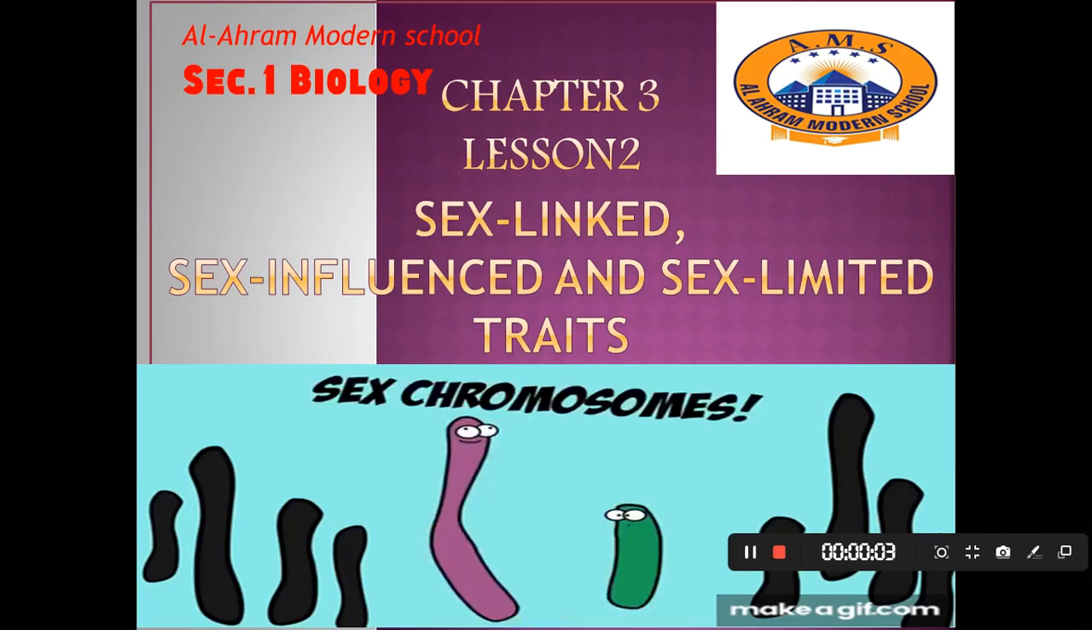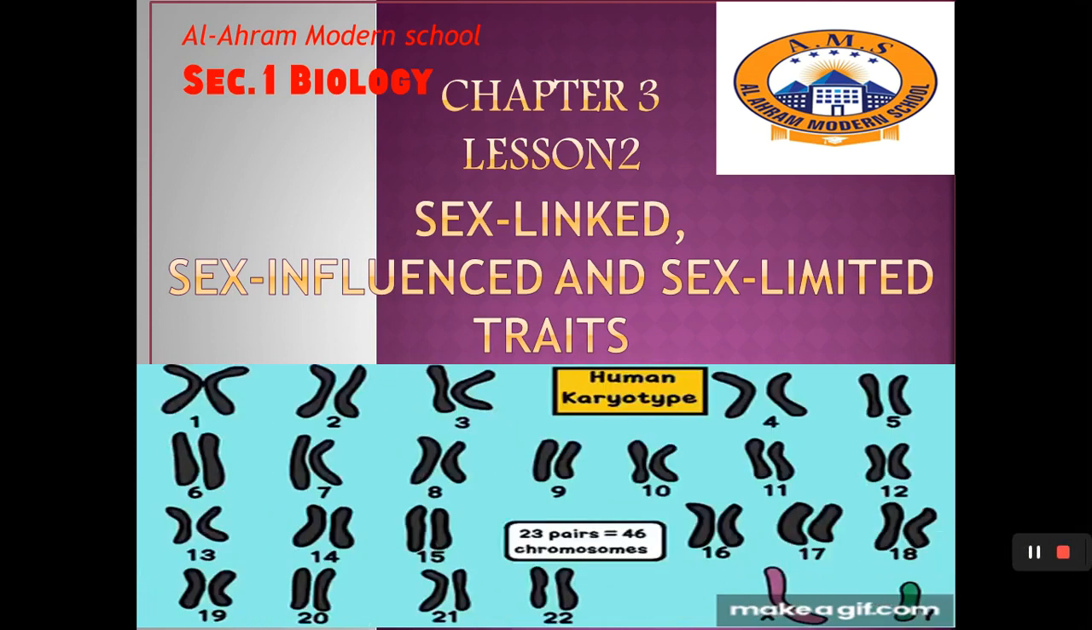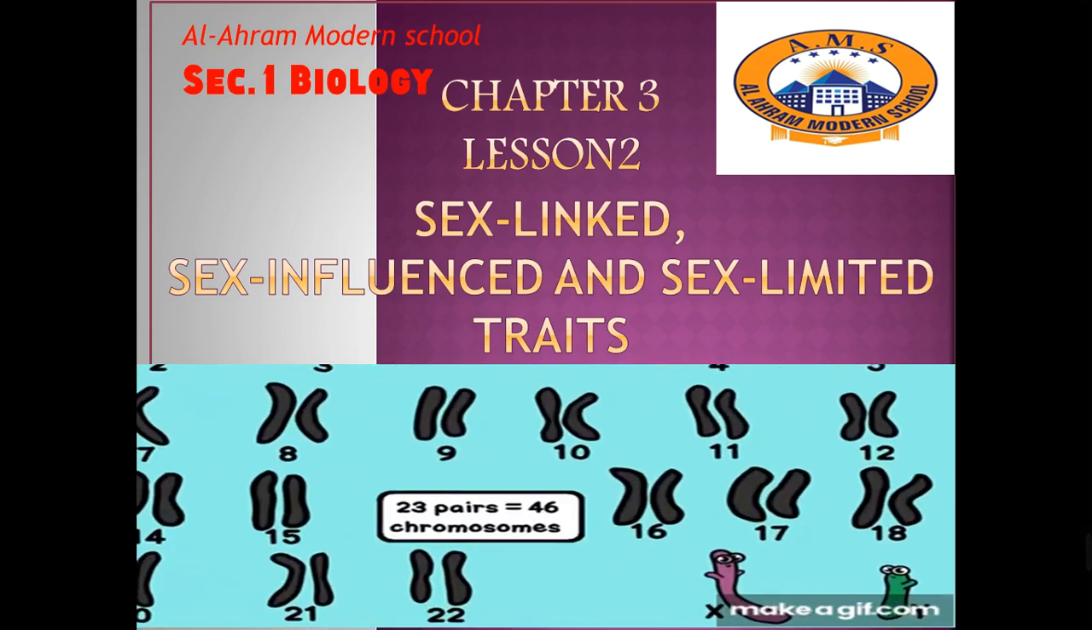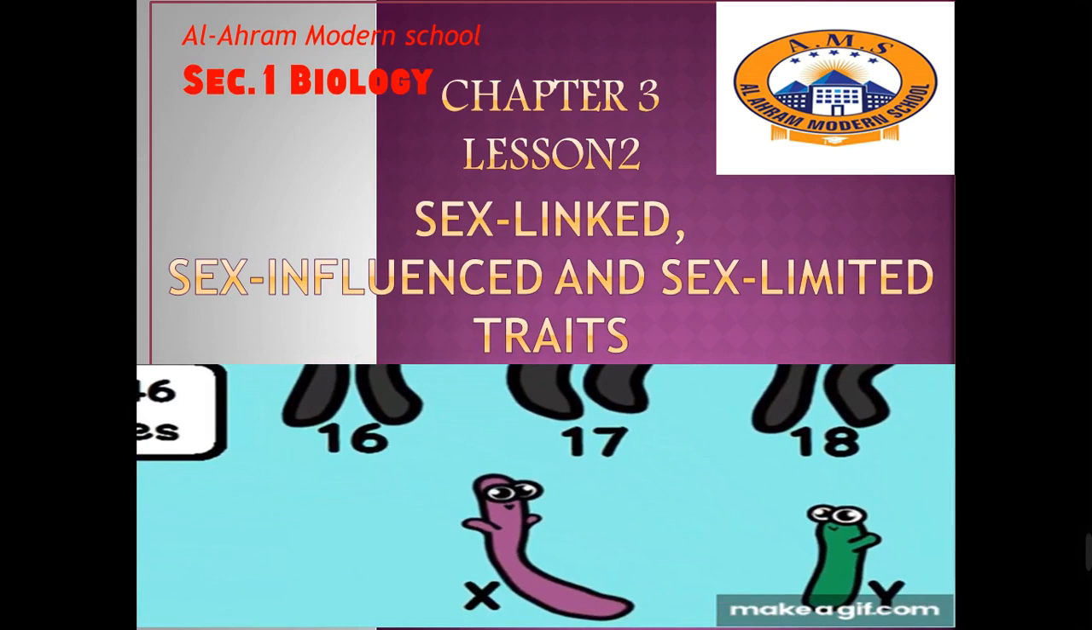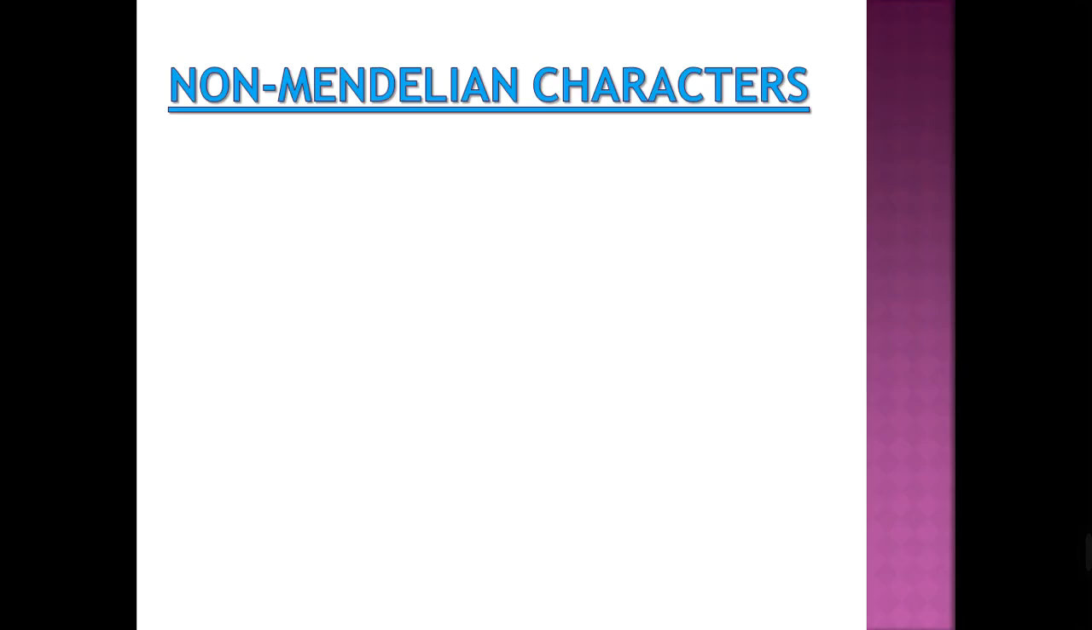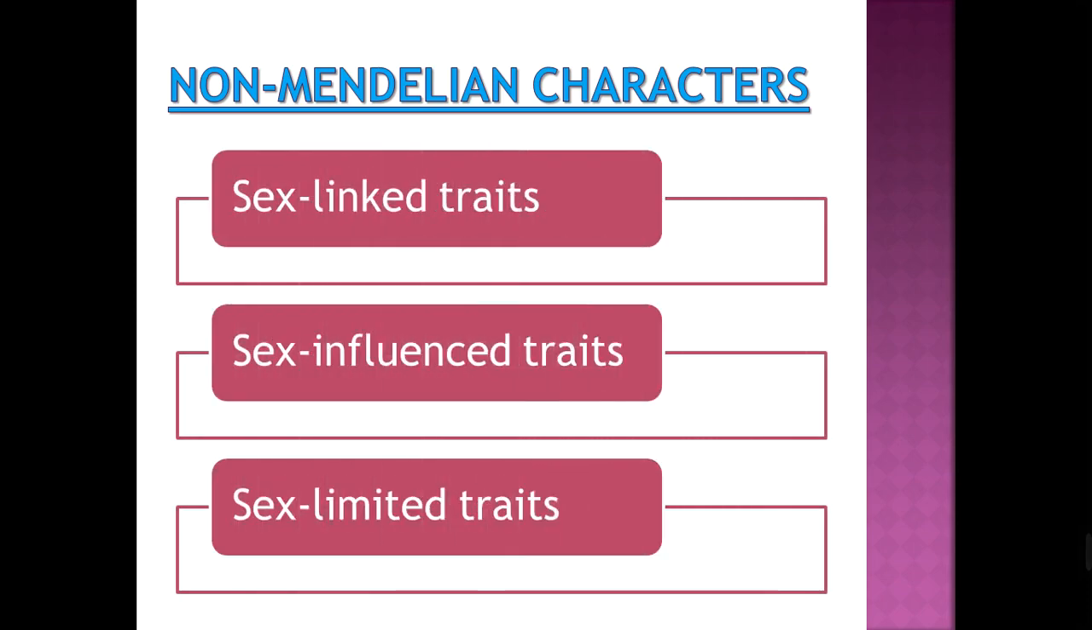Hello, Secondary 1 students. Our biology lesson today is sex linked, sex influenced, and sex limited traits. All of our lesson is talking about non-Mendelian characters. Mendelian characters, as we studied before, relate to a gene which dominates over the other. This means that there is a dominant gene and a recessive gene, but non-Mendelian characters are different. They are sex linked traits, sex influenced traits, and sex limited traits.